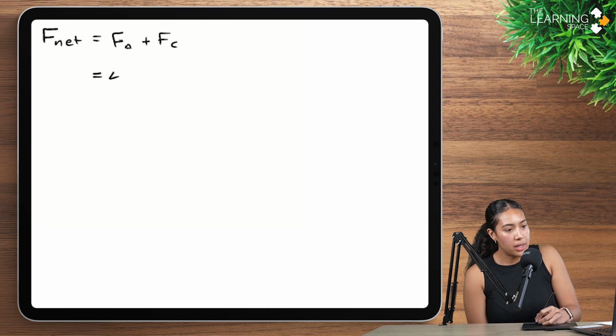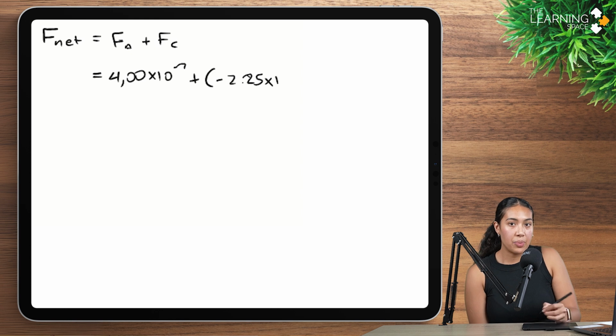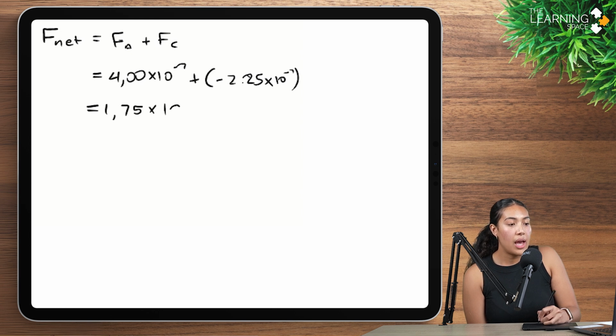4.00 times 10 to the -7 plus -2.25 times 10 to the -7. It's negative because it's in the opposite direction. And then my answer will be 1.75 times 10 to the -7. And because it's forces, my answer will be in newtons. And remember, I also need to give a direction, and in this case, it will be right.